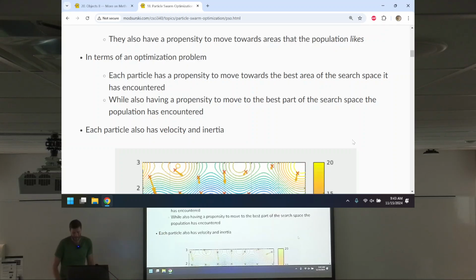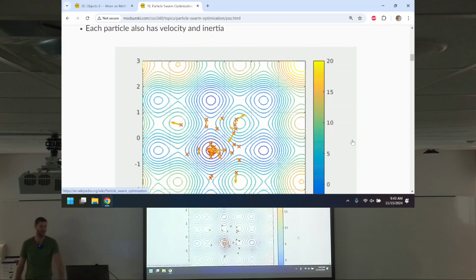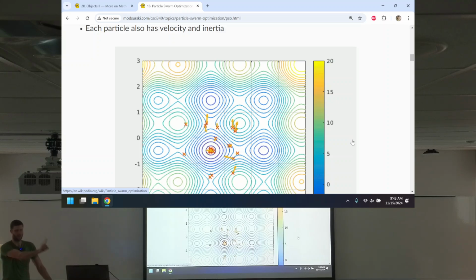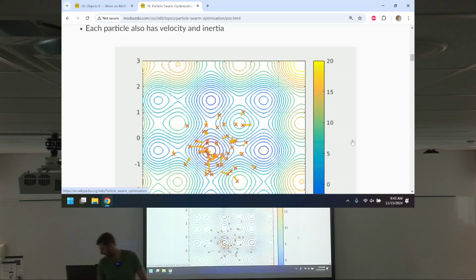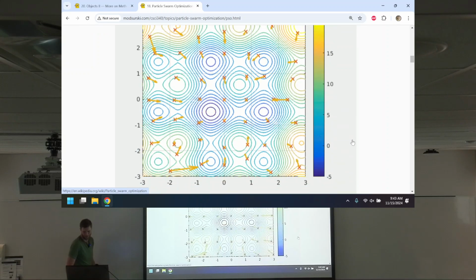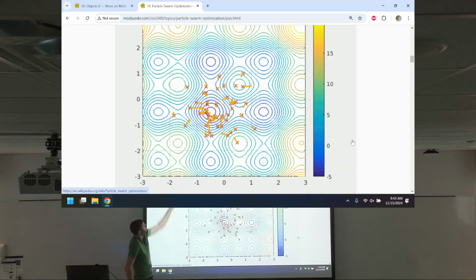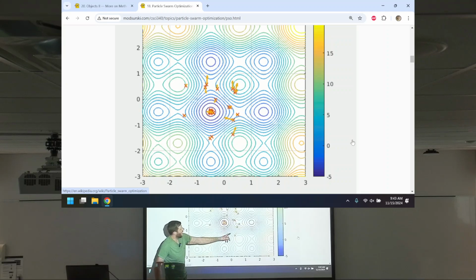And each particle has a velocity and an inertia. Long story short, it's not going to just jump to the best area. It's moving, and then it's got a momentum, but it might rubber band back to where it wants to go. So here's a little GIF showing what's going on, right? 3 to -3, -3 to 3. And this is a minimization problem, okay?